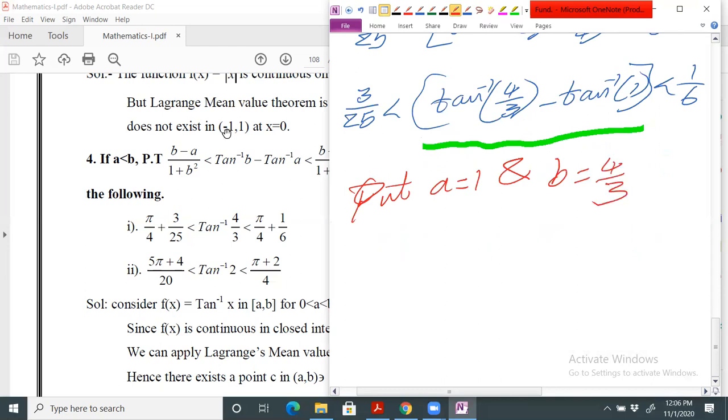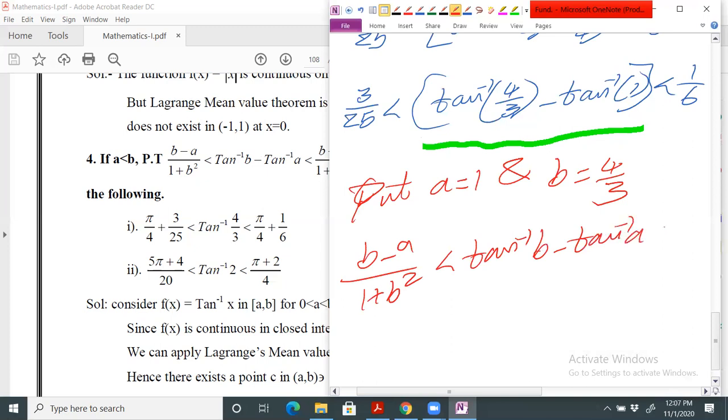In which equation? The one where (b minus a) by (1 plus b square) is less than tan inverse b minus tan inverse a, which is less than (b minus a) by (1 plus a square). In this equation, substitute a equals 1, b equals 4 by 3.